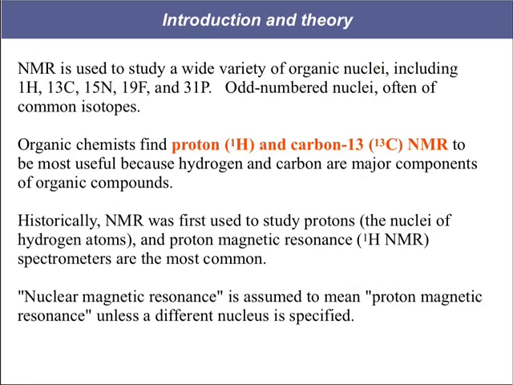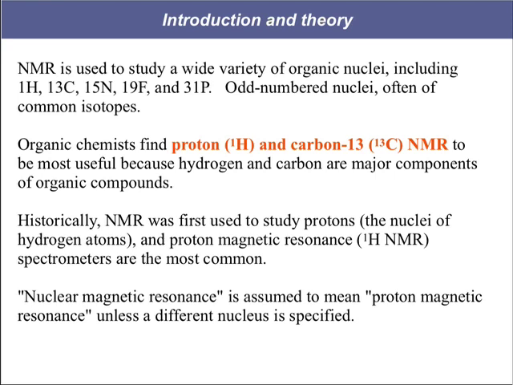So with NMR, we can study a wide variety of nuclei, including hydrogen, carbon, nitrogen, fluorine, and phosphorus. What you'll notice is that these are odd number nuclei. This is hydrogen 1, carbon 13, nitrogen 15, fluorine 19, and phosphorus 31. So these are all odd number nuclei with an odd atomic mass. And some of these are common isotopes. Remember, we saw that carbon 13 occurs in 1% of all carbon. Nitrogen 15, fluorine 19, and phosphorus 31 are also fairly common isotopes of nitrogen, fluorine, and phosphorus.